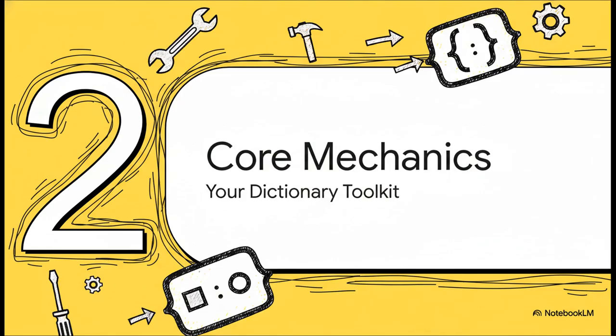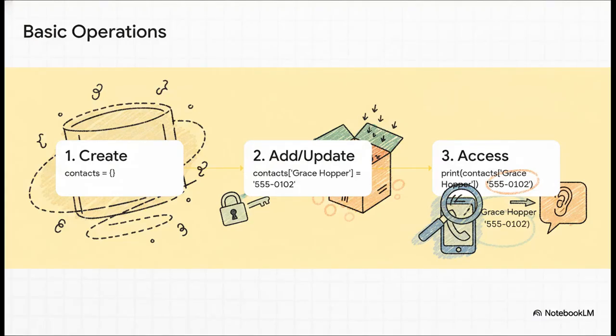Let's get practical. How do you actually use one of these things? Let's dive into the basic toolkit. Honestly, it's super simple. To create one, you just use a pair of curly braces. That's it, an empty dictionary. To add something or update it, you just use square brackets with your key inside and set it equal to your value. And to get that value back, you just use the key again. Boom! Create, add, access. You're good to go.